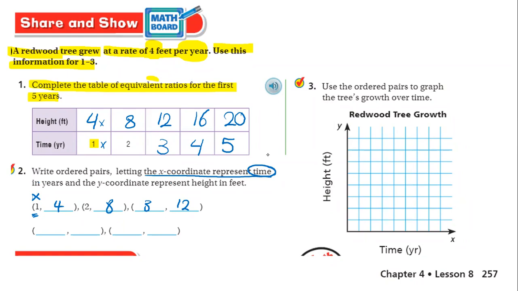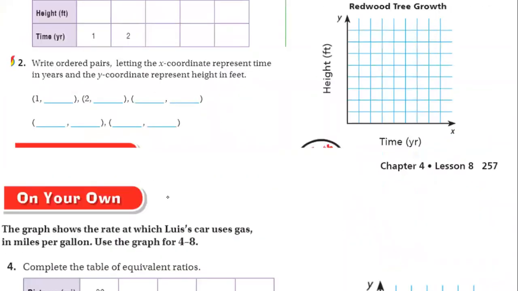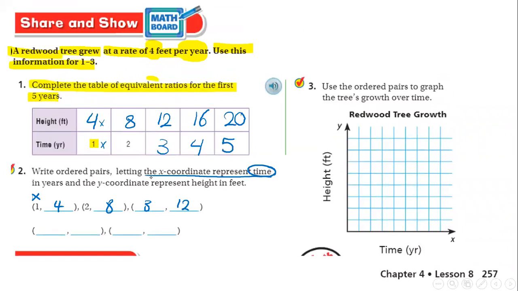Answer my question. Ahmed Zaki, why should I write the time first? Yes, Mr., 1 first. Because, Mr., it's the year. It's the year, or because the question requires it. Look, he says the x coordinate. It's the x coordinate, time.